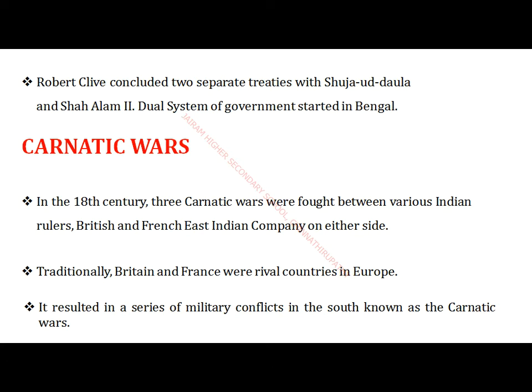Now from here I am going to start the second part of the session. See here, the Carnatic War, which took place between the Indian rulers, the British and the French East India Company side by side during the period of the 18th century. You learned in the last session that traditionally Britain and France were rival countries. Rival countries means competitive states, countries who want to prove themselves as supreme in their political rule.